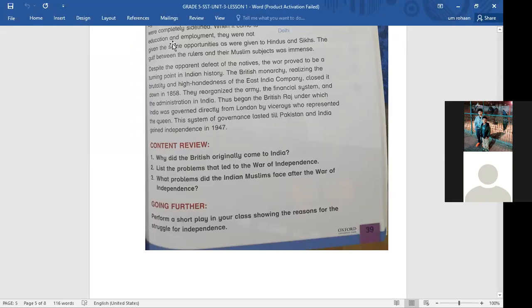This is the question. What's the meaning? Why did the British originally come to India? Only this one question we will do today, and one I will give you as homework. Why did the British originally come to India? Anybody has the answer? Because of company.